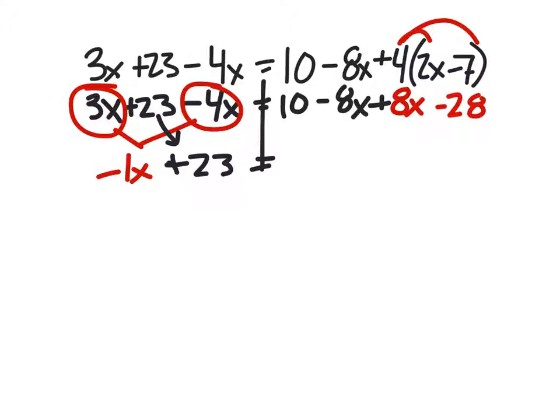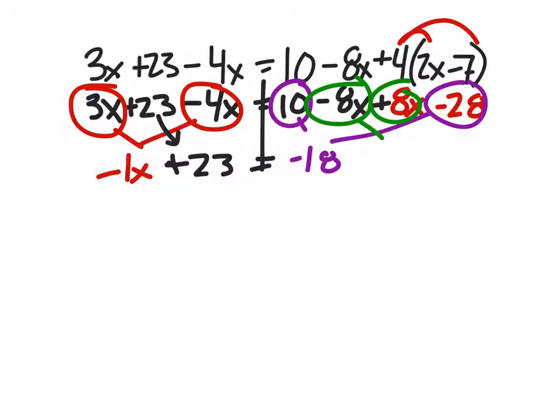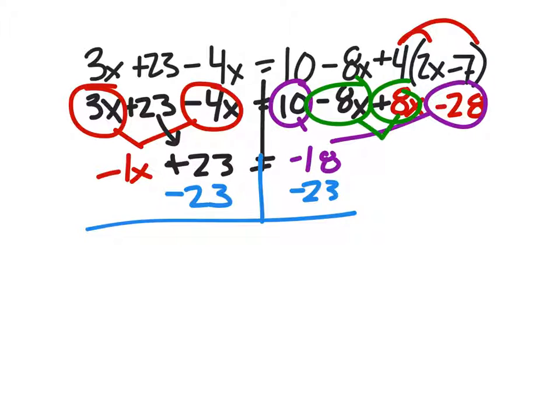Now, this should equal the other side, and we're, again, looking to combine like terms. 10 and negative 28 combine to be negative 18. We got negative 8 and positive 8, which actually just cancel out. So we don't even need that plus 0 right there. We just have this equation, which now is a lot easier to solve, hopefully. Let's subtract 23 from both sides. And this gives us a negative 1x equals negative 41.